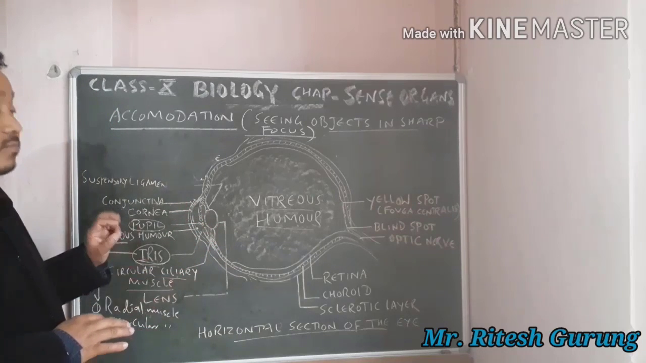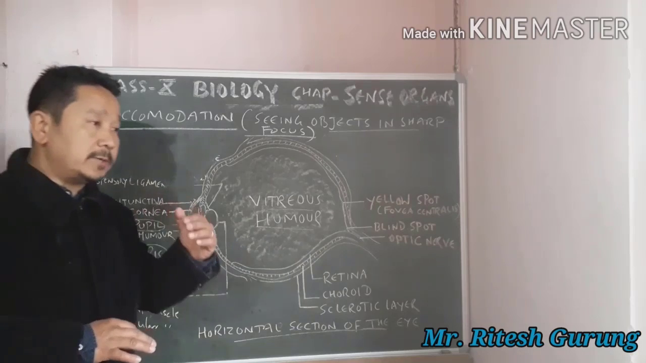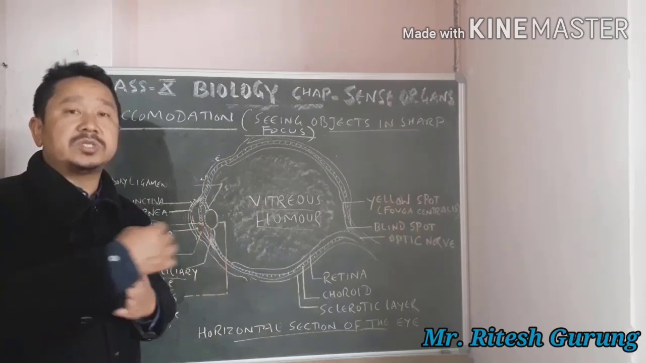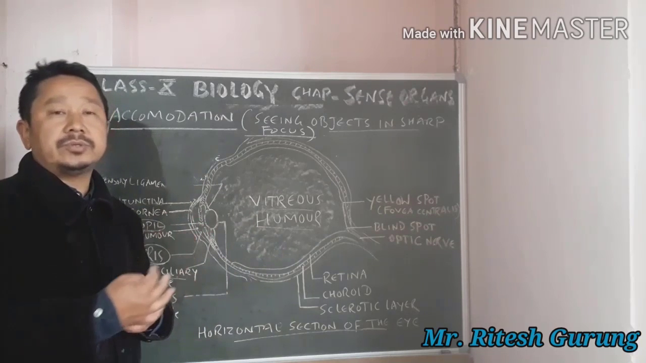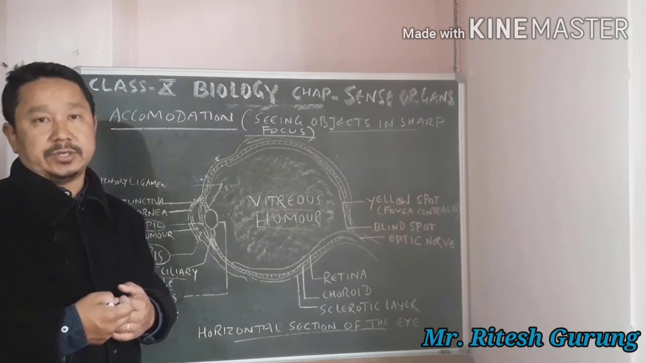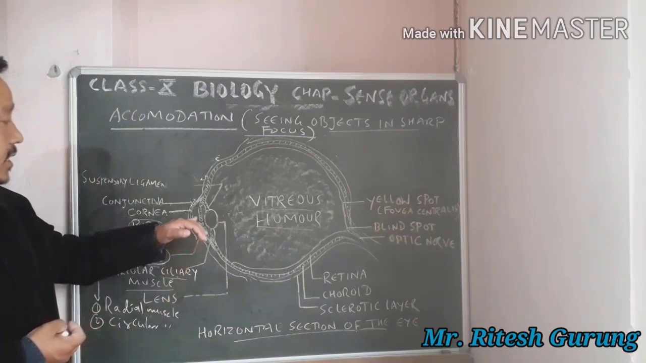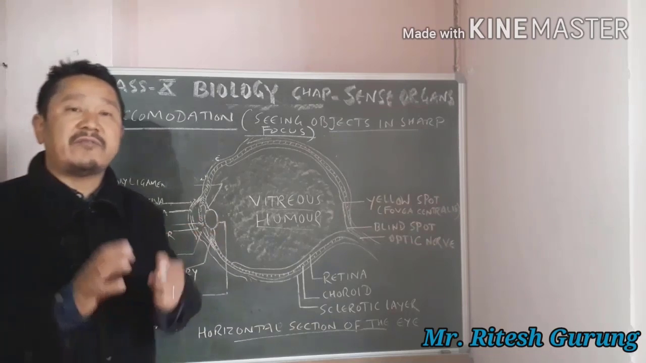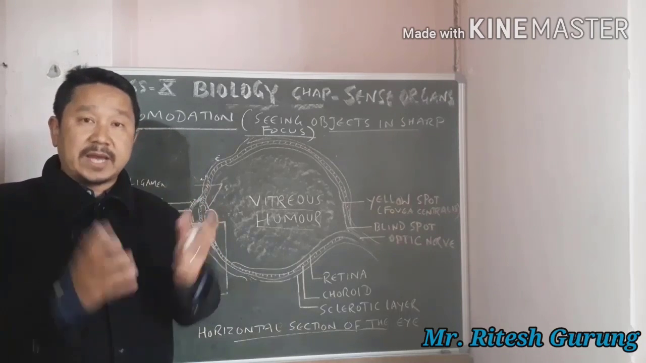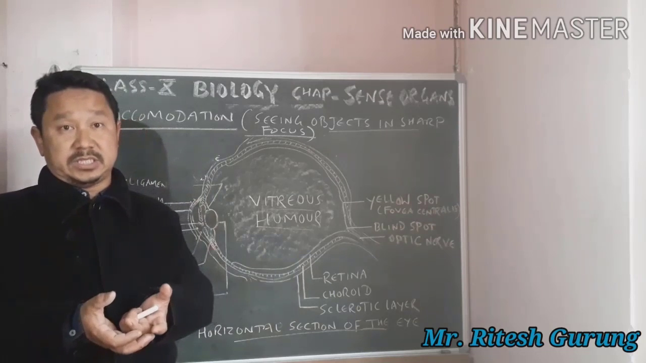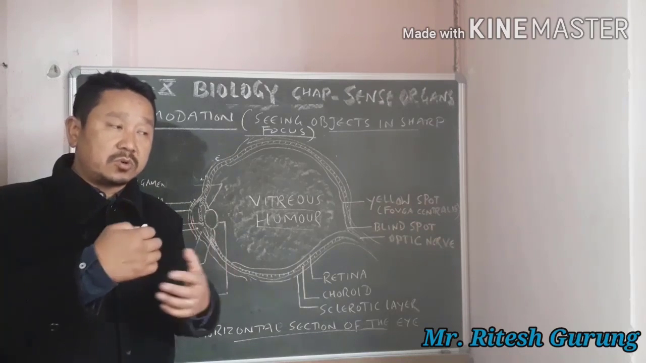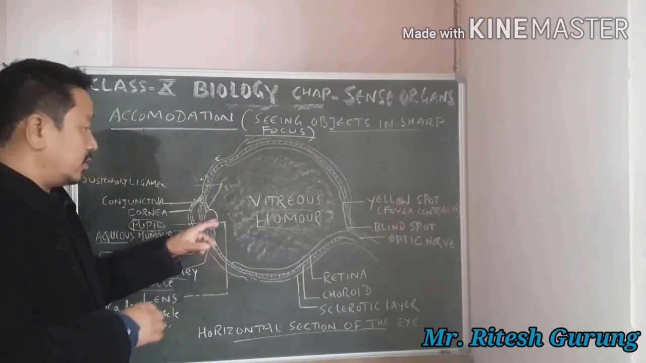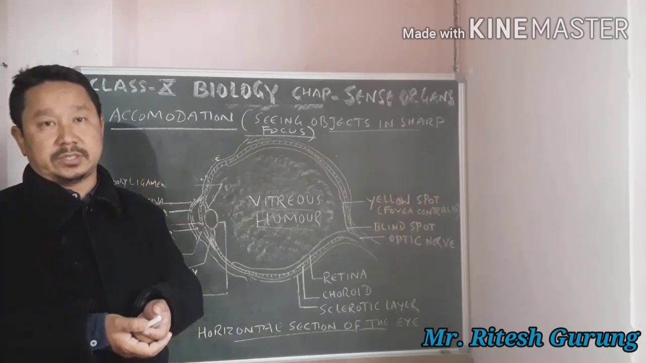So if the object is close by, which means nearer than say 6 meters, in that case your lens becomes fatter, or more convex. When the object is close by, nearer than 6 meters, it becomes fatter or more convex.